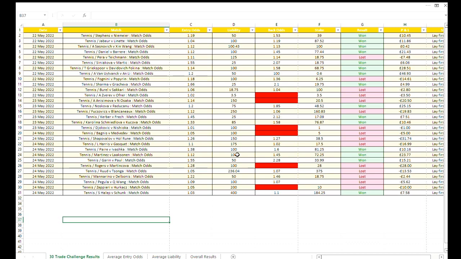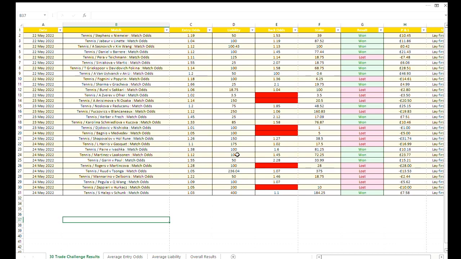So just whilst I'm on this page very quickly, I just want to show you these ones that are highlighted in red. The reason why they're highlighted in red is because if you look at the entry odds, bearing in mind I've laid the first set winner, so I've essentially laid the first set winner.